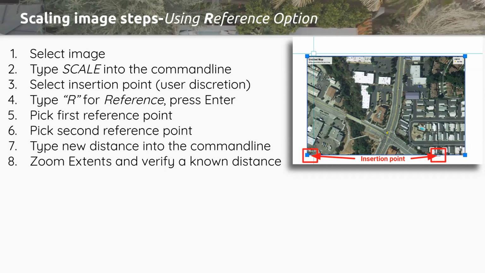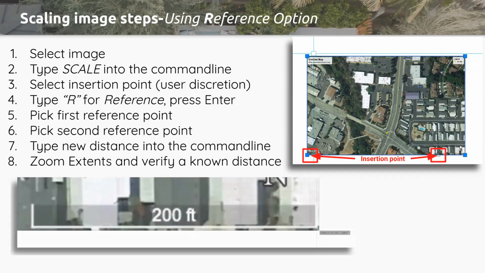But as soon as you pick that insertion point, it's going to start scaling. We want to look at the command line and see that there are going to be options there for you. Type R, and it's going to pull in that reference option. Type R, press enter, and now this is a close-up version of that little scale bar that came in my image.